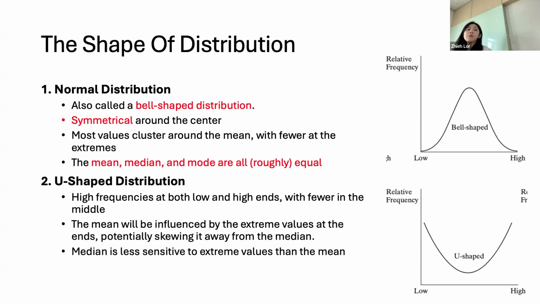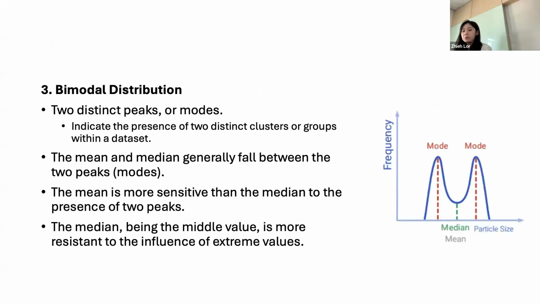The next thing is central tendency. Because of these values, we are able to look at the shape of the distribution. The first one is called normal distribution. On the left there, it's kind of like a bell, right? Bell shape. Sometimes we call it bell shape distribution or normal.